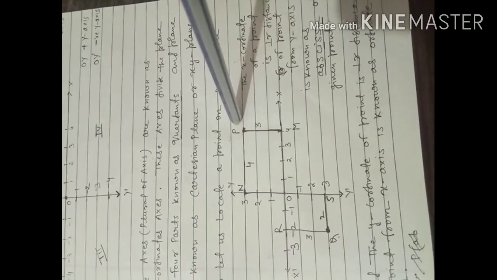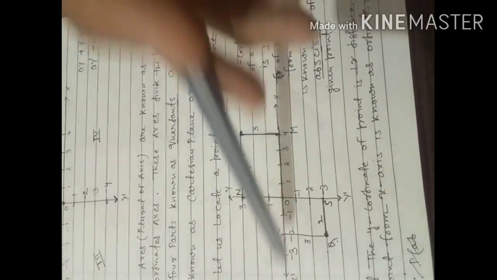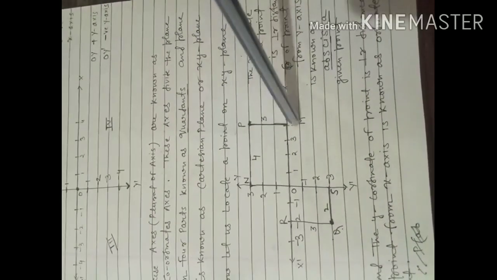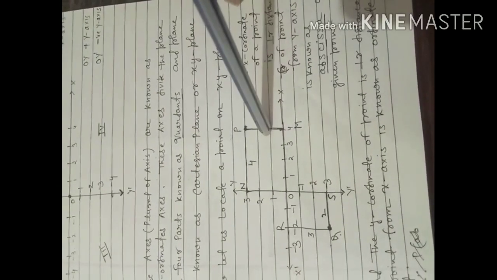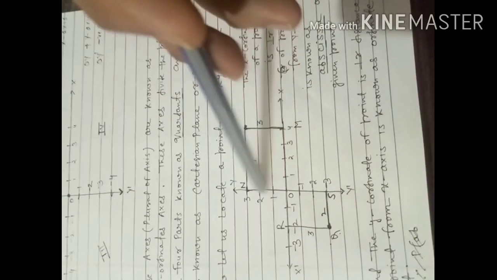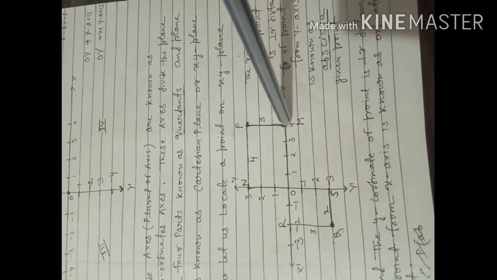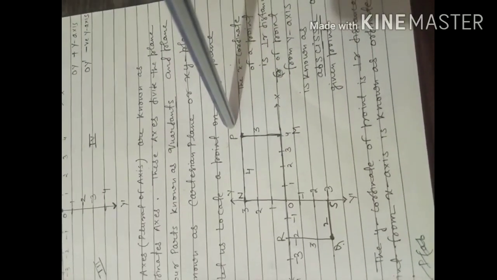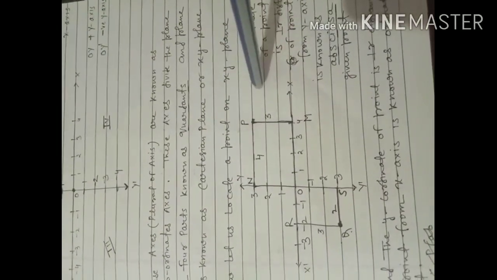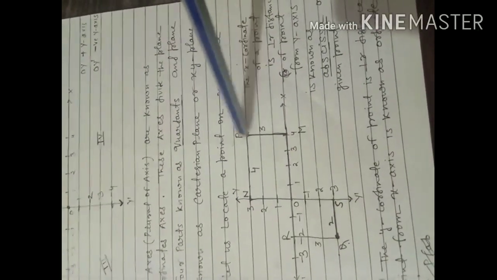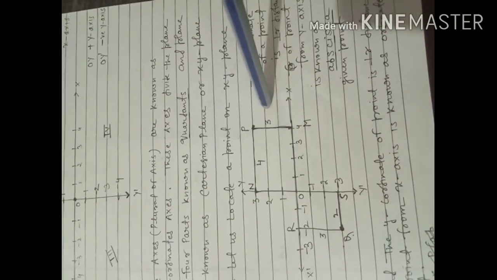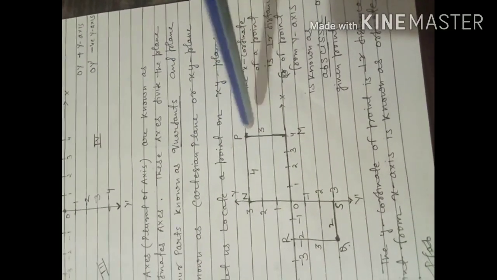Similarly, the perpendicular drawn from point P on the x-axis is 3 units. This is our PM, perpendicular to the x-axis, which is 3 units, and PM is equal to 3 units because OM is equal to 3 units. This distance PM is known as the ordinate of point P, or the y coordinate of point P. Therefore, the y coordinate of the point P is 3, or the ordinate of point P is 3.